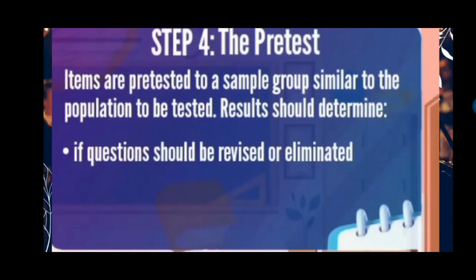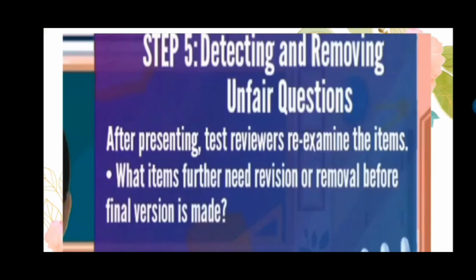We'll move to Step 4. Step 4 is the pretest. Items are pretested to a sample group similar to the population to be tested. Results should determine, first, if questions should be revised or eliminated.